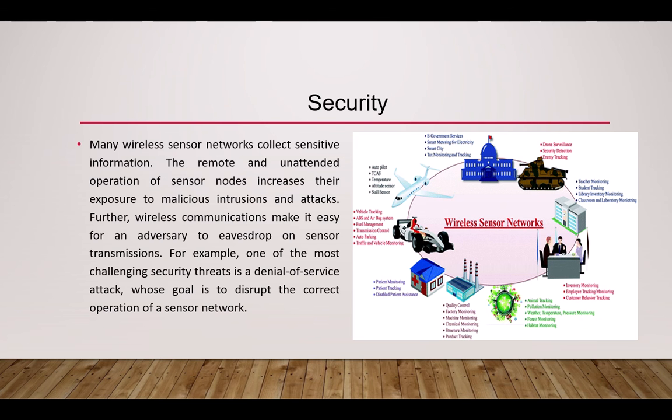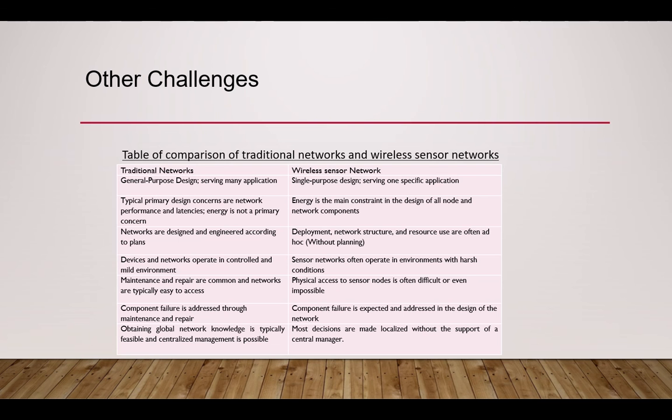Security. Security is another main challenge of wireless sensor network. Many wireless sensor networks collect sensitive information. The remote and unattended operation of sensor nodes increases their exposure to malicious intrusion and attacks. Further, wireless communication makes it easy for an adversary to eavesdrop on sensor transmissions. For example, one of the most challenging security threats is denial of service. Another challenge: we compare traditional network with wireless network, as you see in the diagram.